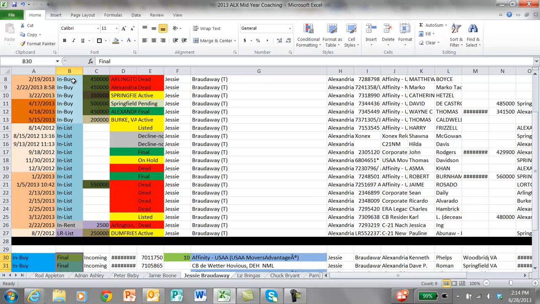Here we have color-coded in column B the buyers. Here are his listings. Here's that one rental that I told you about, and here's the one lead router listing that I told you about. So this is color-coded that way. The date that he received the referral is also color-coded. The newer the referral, the darker it is.